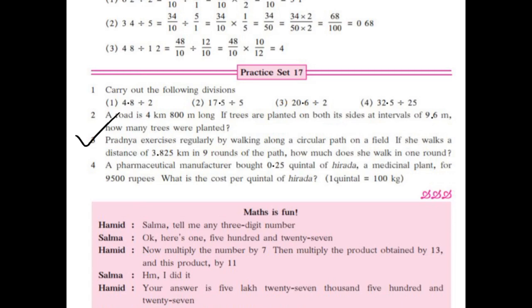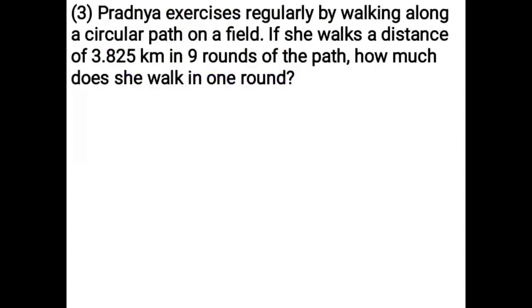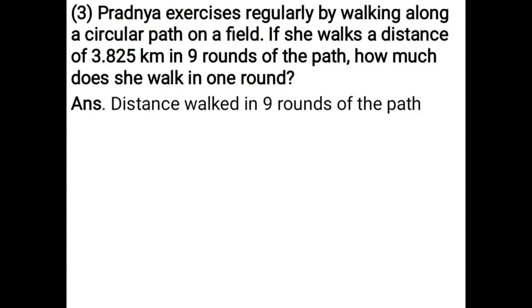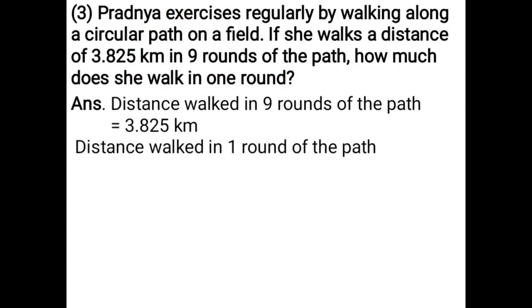Prajna exercises regularly by walking along a circular path on a field. If she walks a distance of 3.8 to 5 km in 9 rounds of the path, how much does she walk in one round? The statement will be distance walked in 9 rounds of the path is equal to 3.8 to 5 km. You have to find distance walked in one round of the path. That is equal to 3.8 to 5 divided by 9.